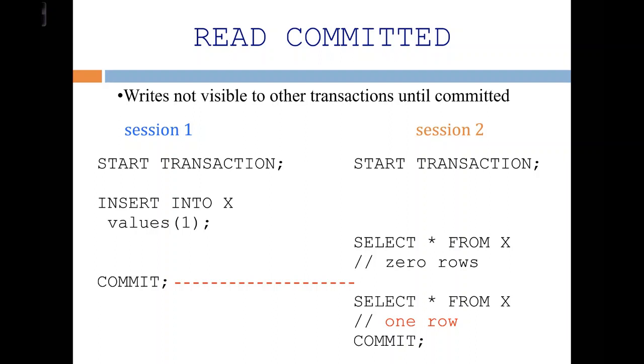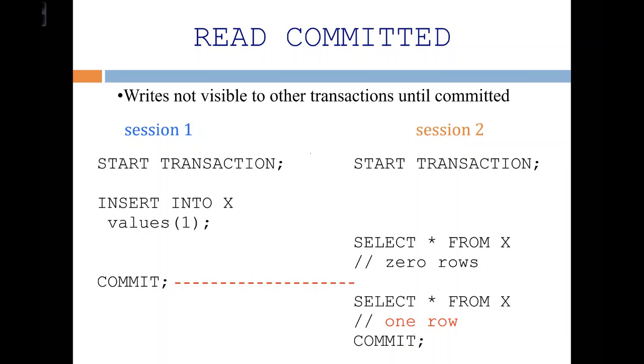So as soon as session 1 commits, now session 2 can see the 1 row, even though session 2 is still within a transaction. So in these diagrams I'm showing time is always going down on the downward axis. So this insert happens before this select, and it still sees 0 rows, but then the commit happens before the second select, so that's why it sees 1 row.